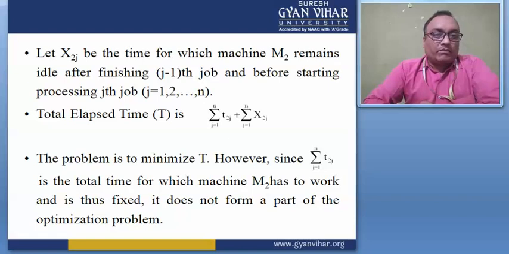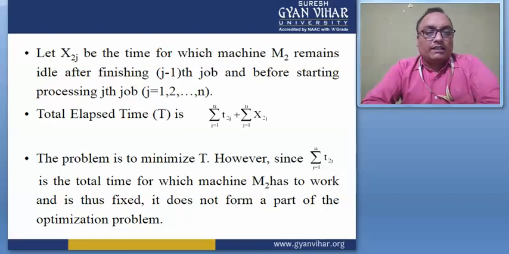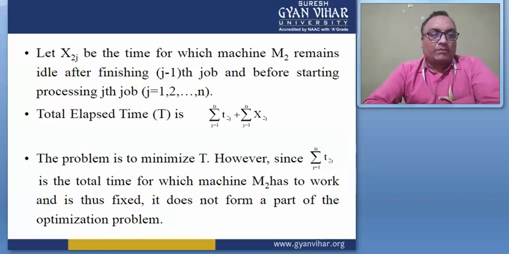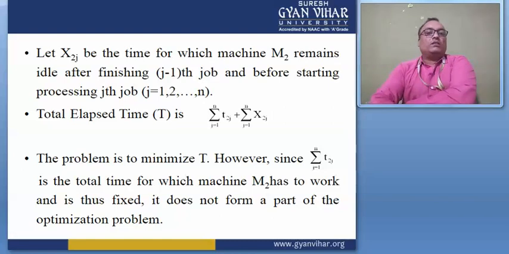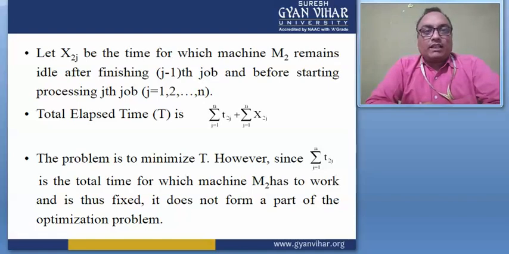So these are the problems related to how to minimize the time or how to calculate the total elapsed time. However, since the summation of t2i is the total time for which machine M2 has to work, it is thus fixed. It does not form a part of the optimization problem. So these are the different types of rules used to find the optimization time in the sequencing problem.